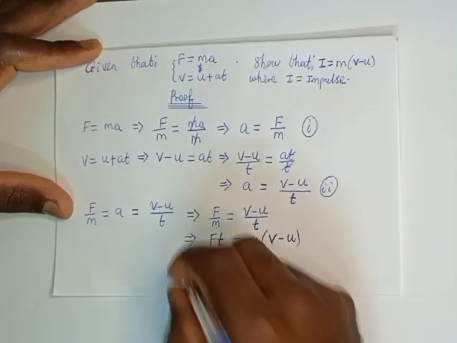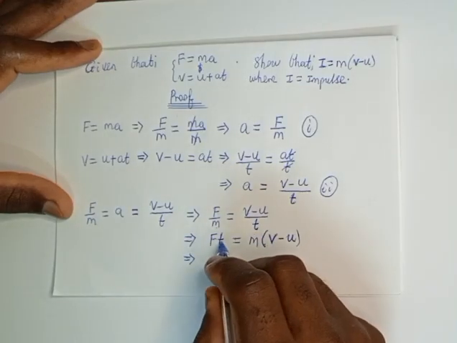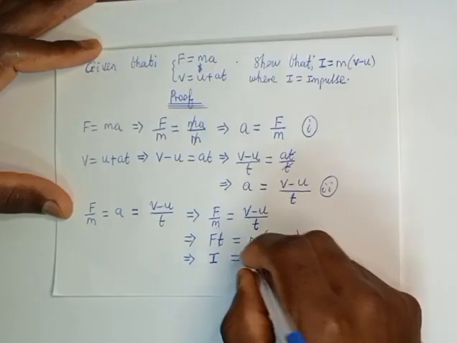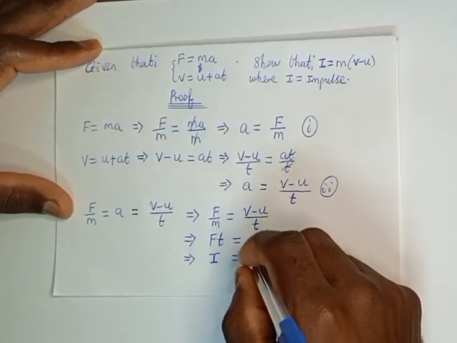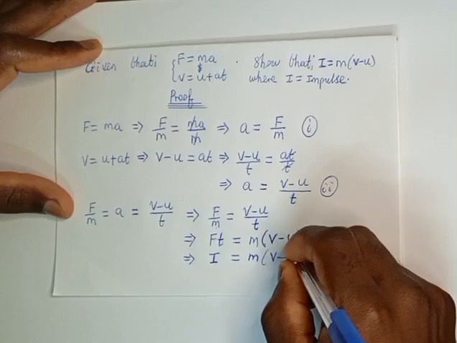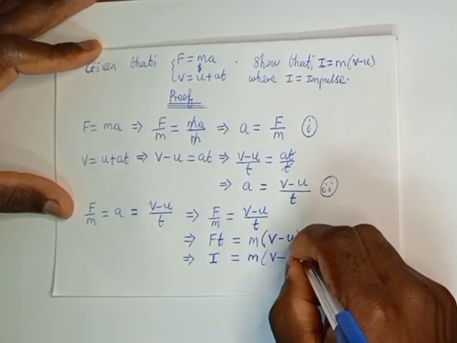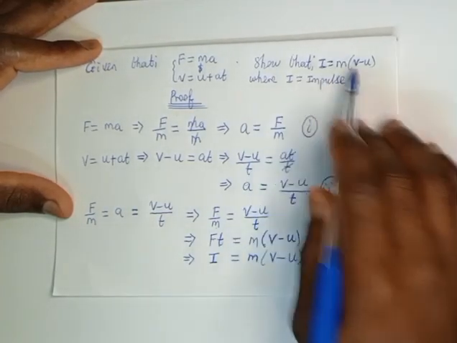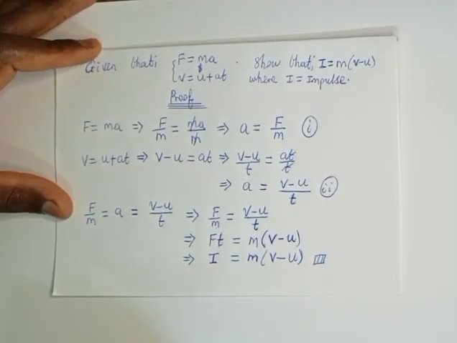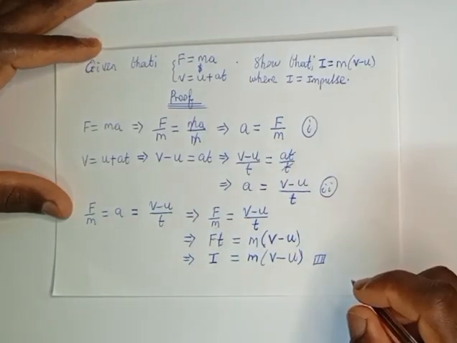Then force times time gives us the impulse, to be equal to the mass times the final velocity minus the initial velocity, which is what we are to show. We are done with the solution of this question.